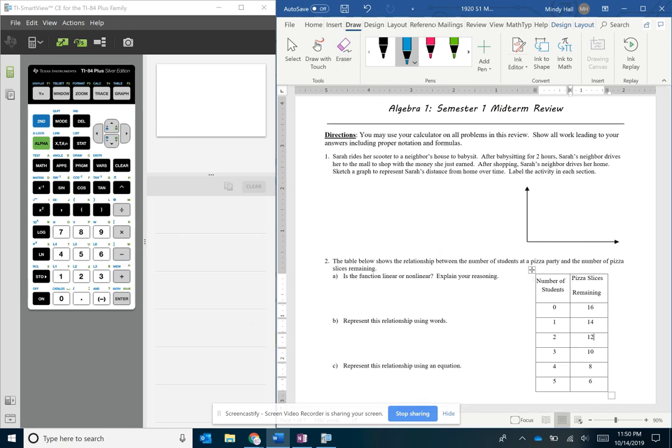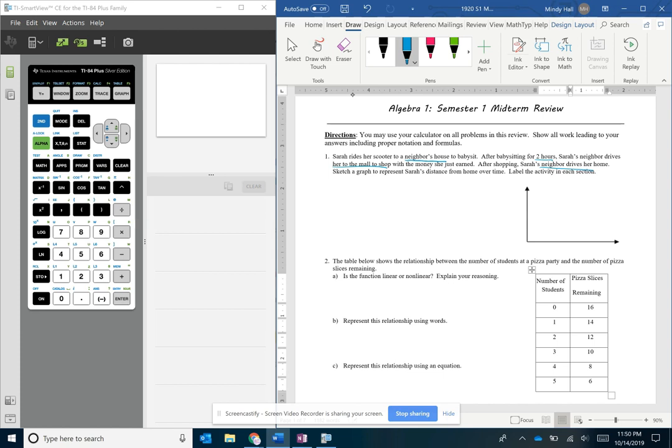Right, so we are doing the semester 1 midterm review for Algebra 1. Starting with number 1, we are going to be labeling a graph based on a situation. Sarah rides her scooter to her neighbor's house to babysit. After babysitting for 2 hours, Sarah's neighbor drives her to a mall to shop with the money she just earned. After shopping, Sarah's neighbor drives her home.